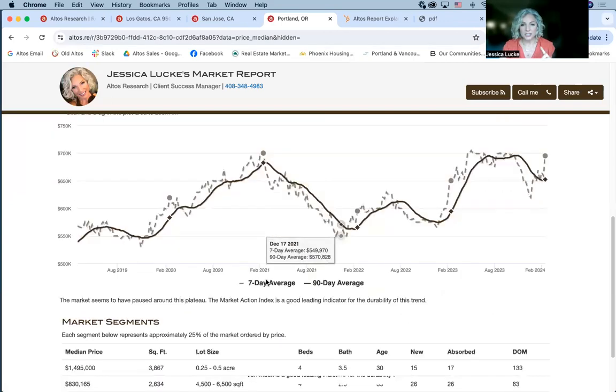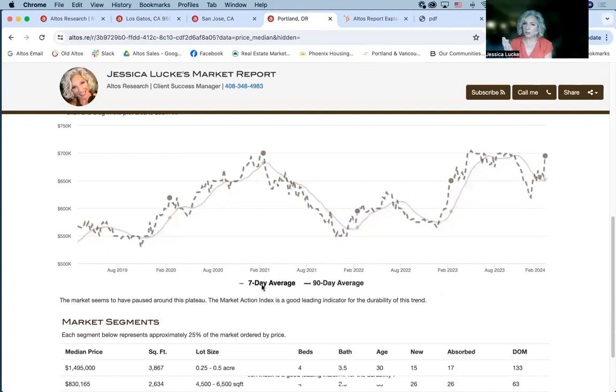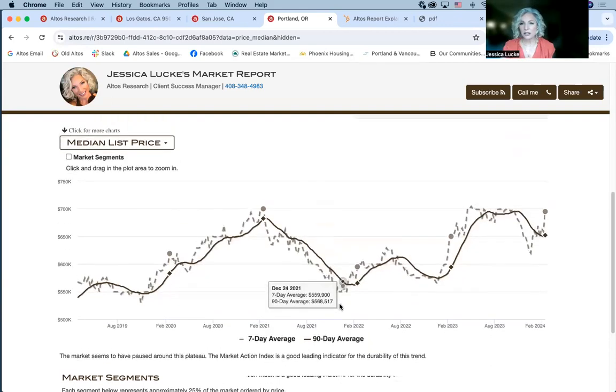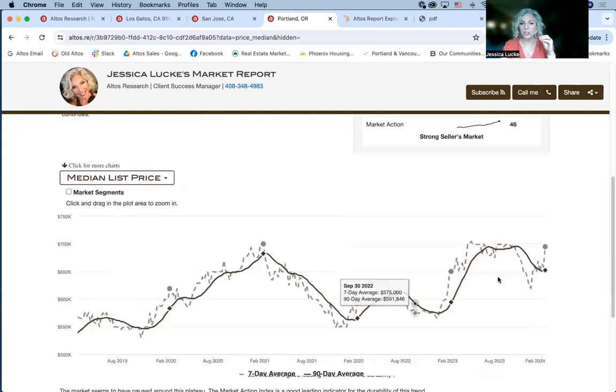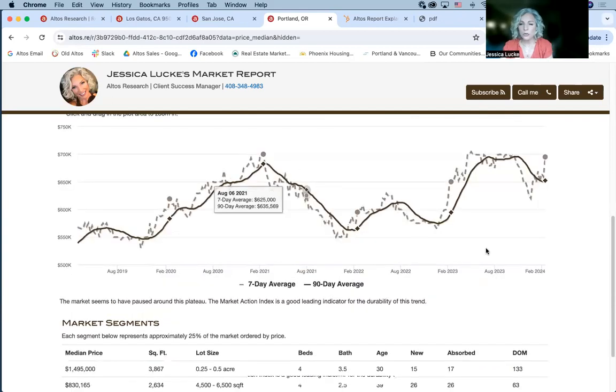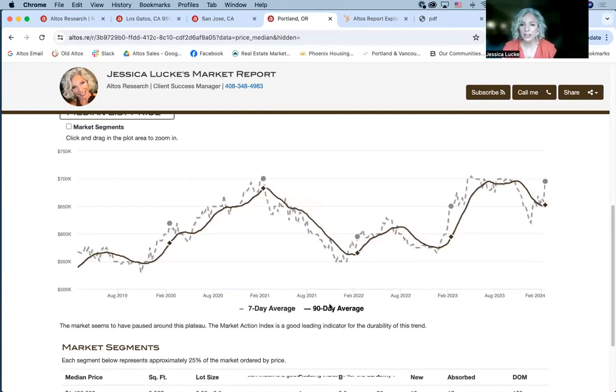Down here is our 5 years. So we have a 7-day and 90-day. So the 7-day, remember, we're updating these reports every week, right? The 90-day happens to be the 3 months averaged out, okay, every week. So why do we have that? Well, look at how noisy it can be. It's updated week after week. And then the 90-day allows for the more smooth line, the trend. So this is what we call the trend line.